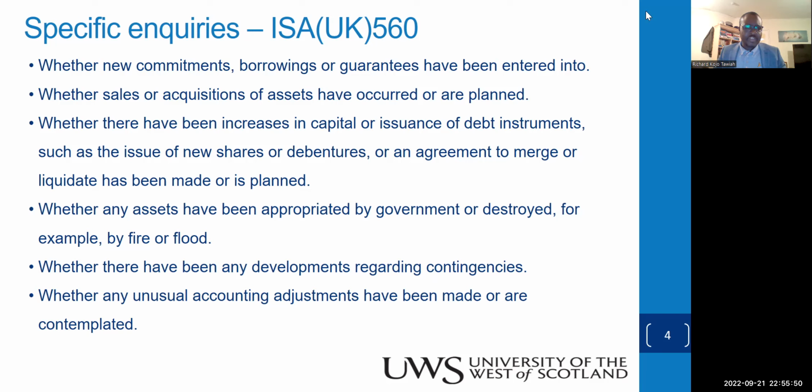Also probe into whether there have been sales and acquisitions of any assets. Could be inventory, it could be PPE, okay? Whether these have occurred or they are planned, and when did they occur. It is always important to look at the cutoff dates. Always important to look at the cutoff date when you're looking at ISA 560 or IAS 10. Always look at the cutoff date.